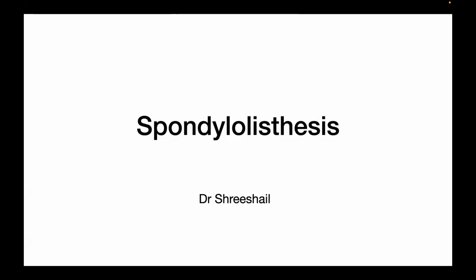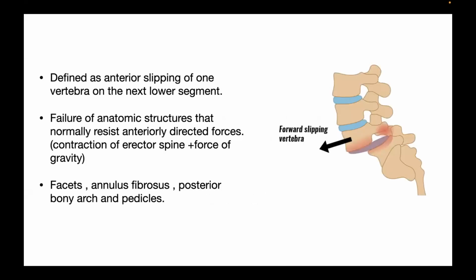Good morning, sir. Today I'll be presenting a topic on spondylolisthesis. Spondylolisthesis is defined as the anterior slipping of one vertebra on the next lower segment. So spondylolisthesis always defines the slipping over the caudal vertebra. It is mainly due to failure of anatomic structures that normally resist the anterior directed forces, which are mainly the contraction of erector spinae muscle and the force of gravity. Posterior structures mainly involve facets, annulus fibrosus, posterior bony arch, and pedicles.